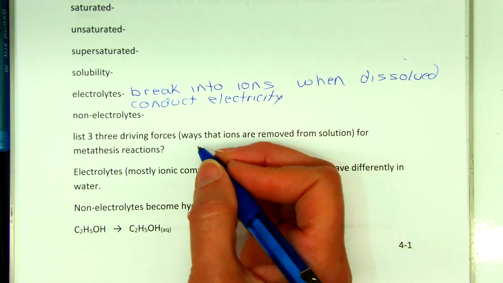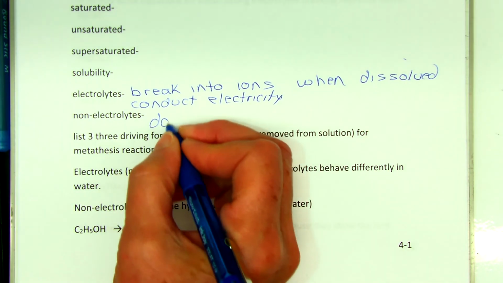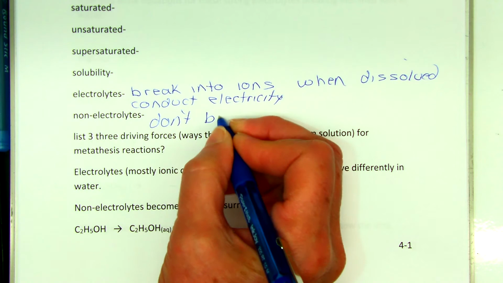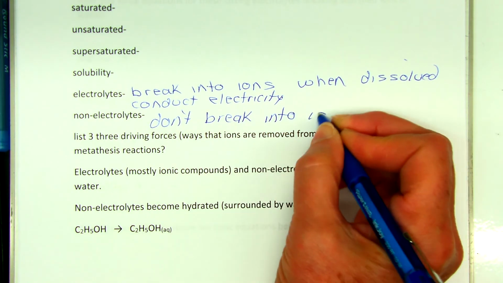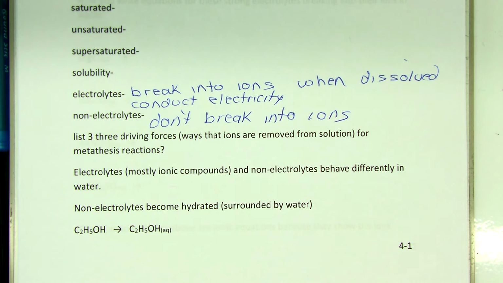And non-electrolytes are kind of the opposite. They don't break into ions when they're in solution. They just stay in the molecular form. And when we talk about this, we're going to be talking about ions in solution. And the first thing we're going to look at is metathesis, or double replacement reactions. And when we deal with these, the goal is to get ions out of solution. And there are 3 ways to do that. Does anybody know what they are?